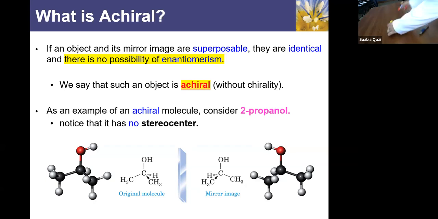Achiral. Because look at this. They can beautifully superimpose all the atoms. Look at this. All the atoms. All the sites. Do you all understand what I'm trying to say?